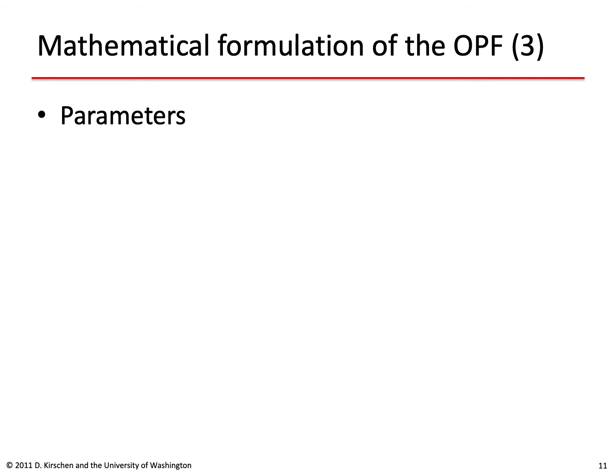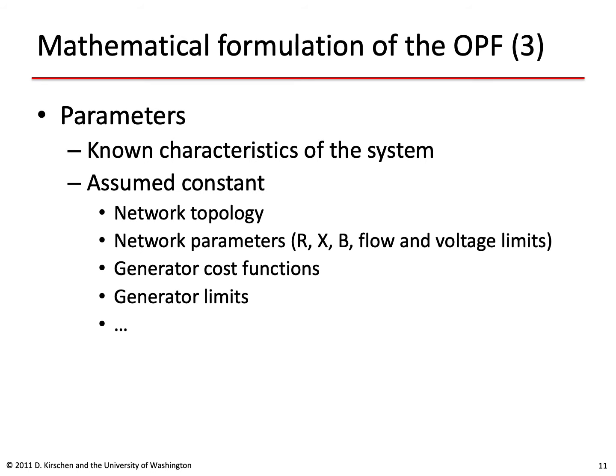We also have a set of parameters which are the known characteristics of the system. These parameters are assumed constant. They represent the network topology, which bus is connected to what other buses through what lines, the network parameters, resistance, reactance, susceptance, flow and voltage limits on each of the lines, generator cost functions and generator limits, and quite a few other little things. And we summarize these parameters using a vector of parameters represented by y.